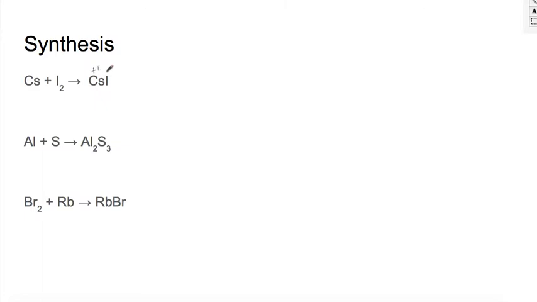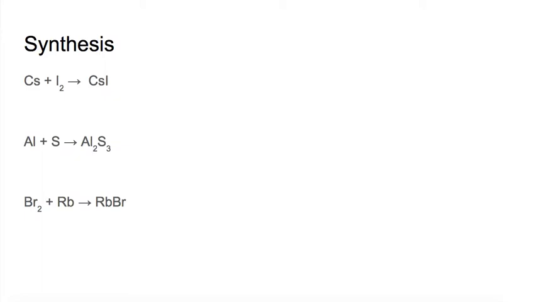Cesium is +1, iodine is -1, so we end up with CsI. Aluminum is +3, sulfur is -2, so the 2 comes down, the 3 comes down. The rubidium is +1, the bromine is -1, so we end up with RbBr. If you happen to write this, please change it to this. We always write the metal first. The cation gets written first. This is not correct, so that would not be accepted. So switch those around.